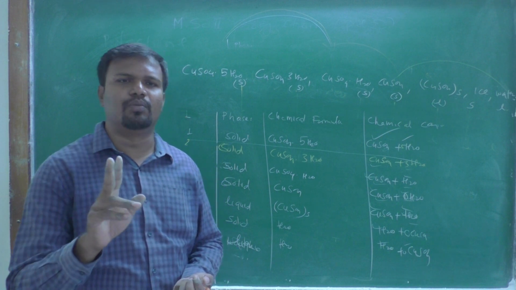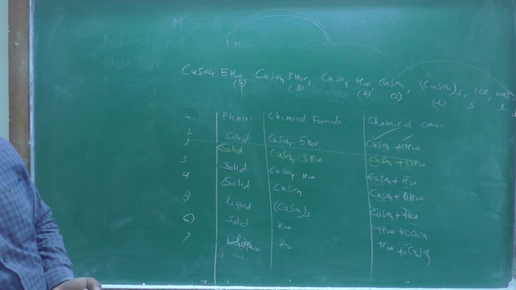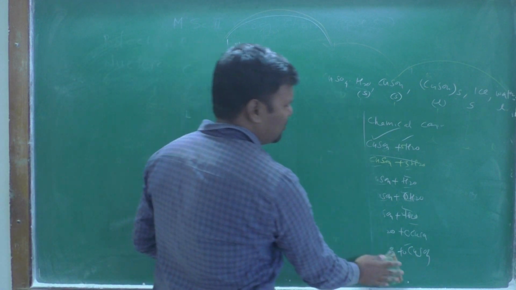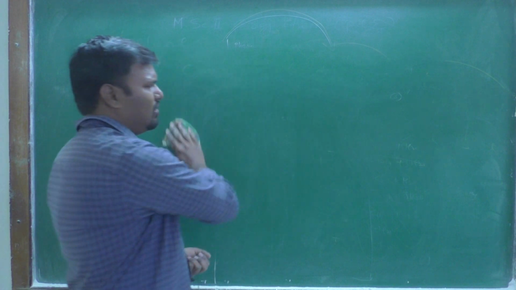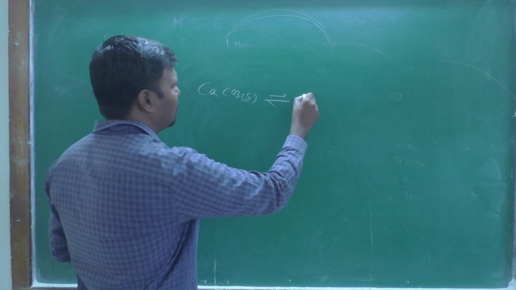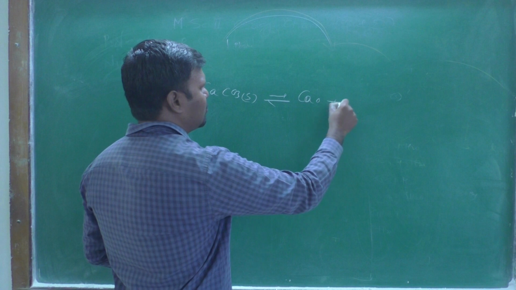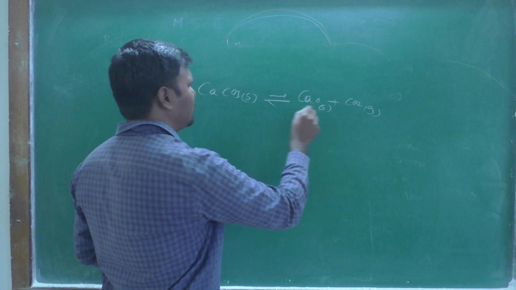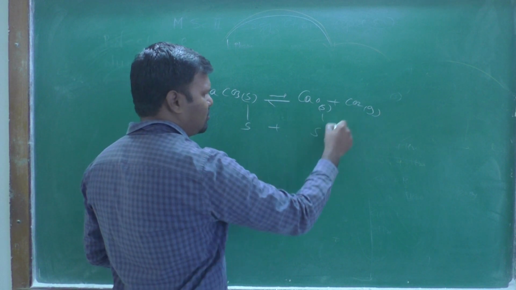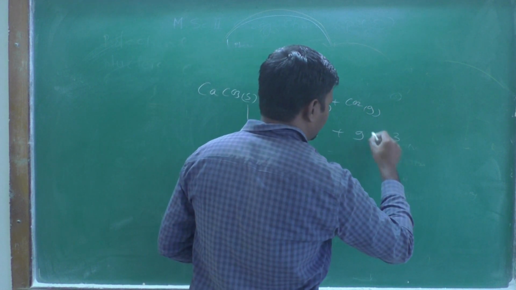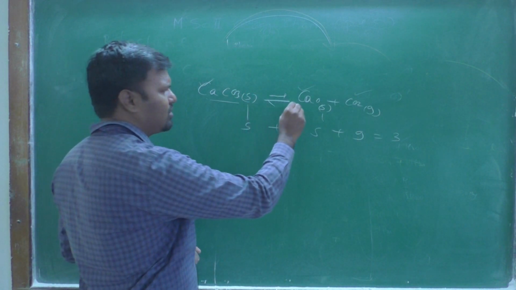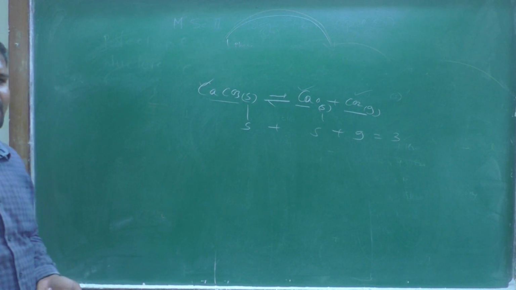Therefore, this system is a two-component system. Remember that. Now we have one system that is very confusing for finding the components. Calcium carbonate is decomposed into CaO plus CO2. In this case, CaCO3 is a solid phase, CaO is a solid phase, and CO2 is the gas phase. Therefore, the number of phases in this system is 3, and the number of constituents is also 3, because each is a chemical species. The number of chemical species we consider as constituents.